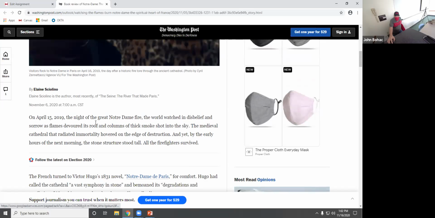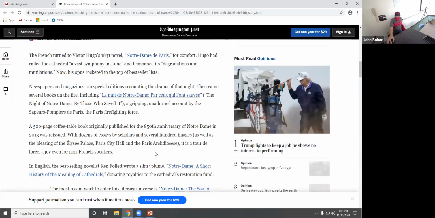April 15, 2019, the night of the great Notre Dame fire. We're watching in disbelief and sorrow. The medieval cathedral that radiated immortality hovered on the edge of destruction. And yet, by the early hours of the next morning, the stone structure stood tall. All of the firefighters survived.